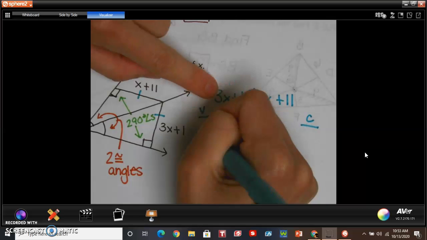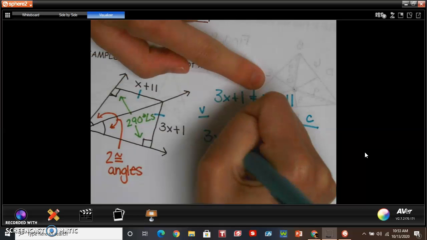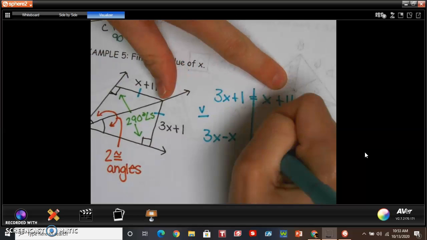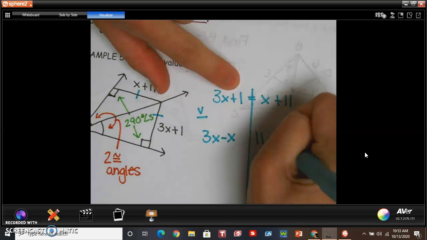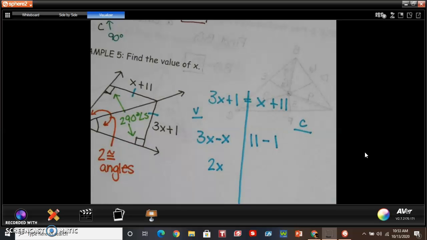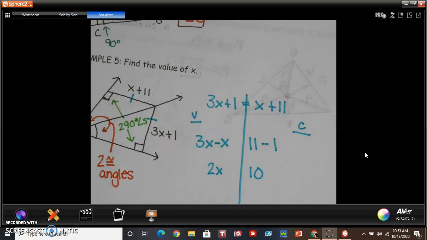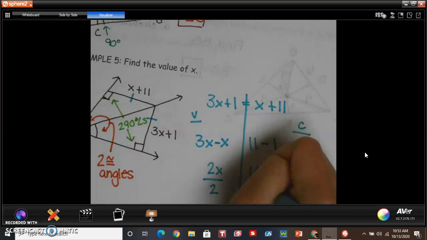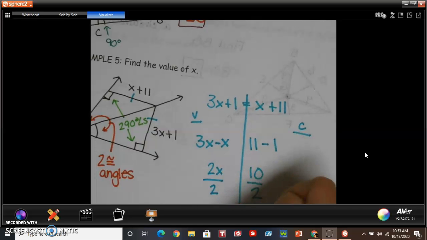So I have 3x over here. I need to move this x over. I have 11 over here. I need to move this 1 over. So 3x minus x is 2x. 11 minus 1 is 10. Then we divide by 2. And we get x equals 5.